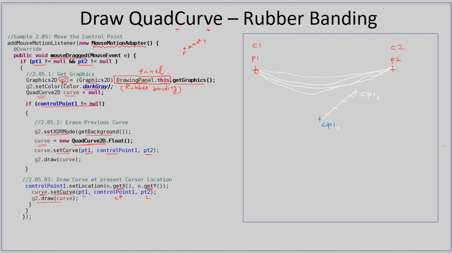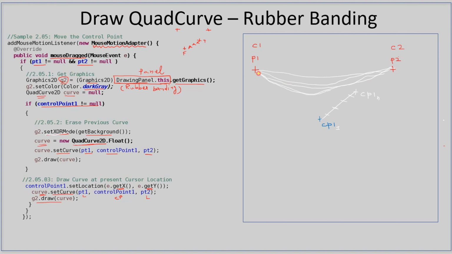So what we want to do is erase the previously drawn curve. So this is the previously drawn one, right? By setting the XOR mode and by setting the background color, we will draw the curve once again. So when we come here and when the control point is not null, that means the control point was registered using the previous drag, and this is the curve drawn using that previous location.